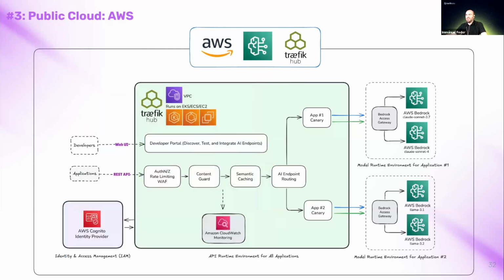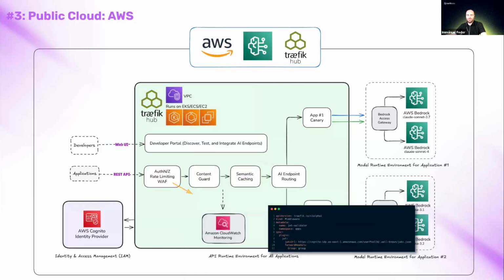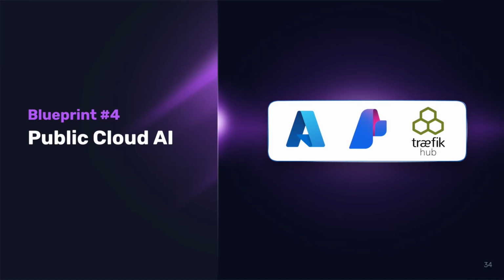Okay, so let's see what has also changed. The middleware for Cognito, and that's the only thing. Now you are getting the user information from Cognito, and that's it. The content guard, semantic cache, and other policies stay the same. And let's see another cloud example with Azure.